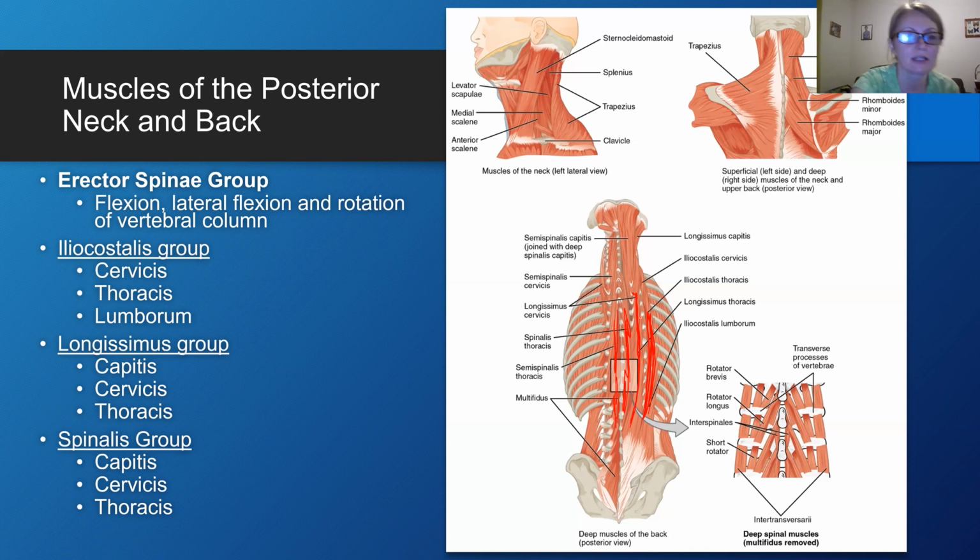Hope it makes sense, because for spinalis, think about your vertebral column, your spinous processes, so it's really close to the midline. Iliocostalis, you kind of go to costa, and costa are your ribs, and longissimus is right between them. Now, of course, because it's a group, it includes several muscles within the group. So we just want to remember the erector spinae group and these three groups that are part of it: iliocostalis, longissimus, and spinalis.